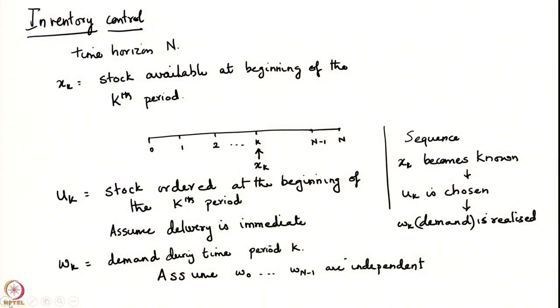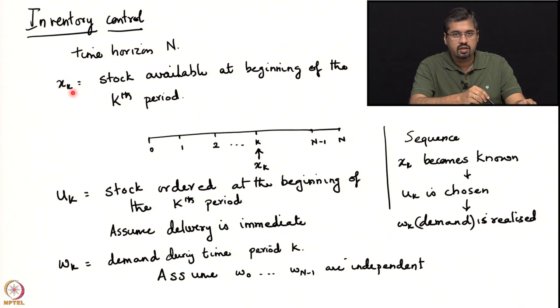Welcome back. So let us continue with our model of inventory control. Let's recap. We have the state xk, which is capturing the amount of inventory that we have in our shop, that is the stock available at the beginning of the kth period. The action that you need to take is the amount of stock you want to order, and this order is going to be placed at the beginning of each time period and it is going to be immediately delivered.